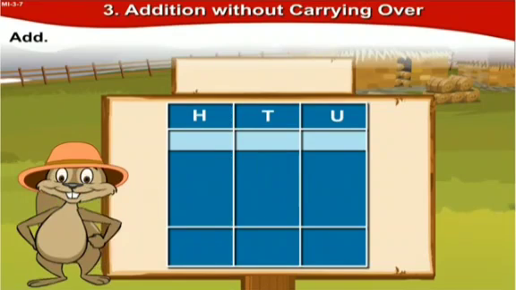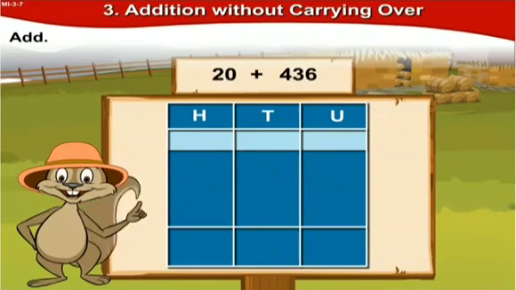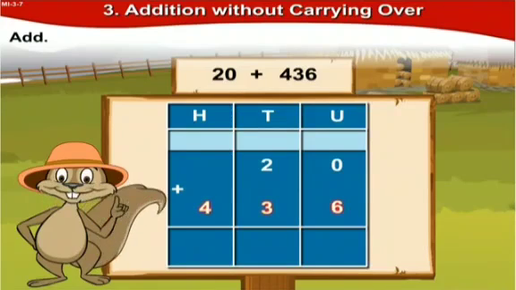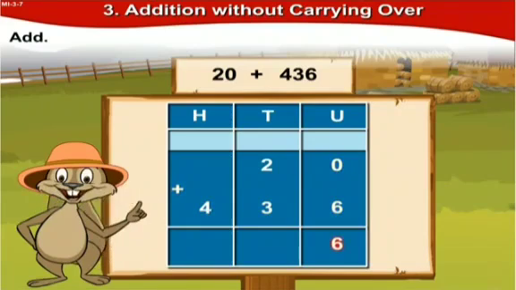Now, the next sum. 20 plus 436. First we'll write HTU. Now 20 is 2 tens, 0 units plus 436 is 400, 3 tens, 6 units. Well, 0 units plus 6 units is 6 units. In the tens column, 2 tens plus 3 tens is 5 tens. And the hundreds column, we have 400. So it is 400, 5 tens and 6 units, which means it is 456.